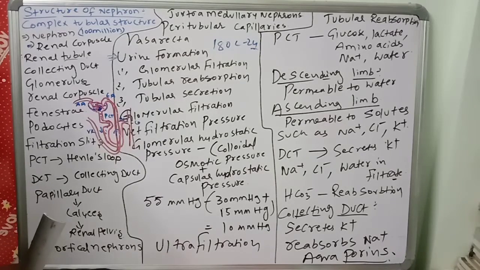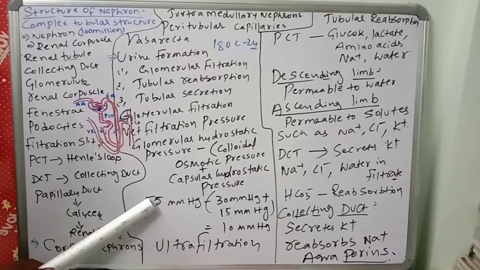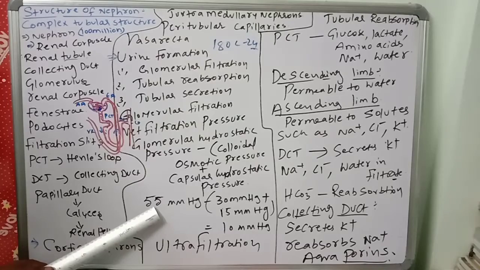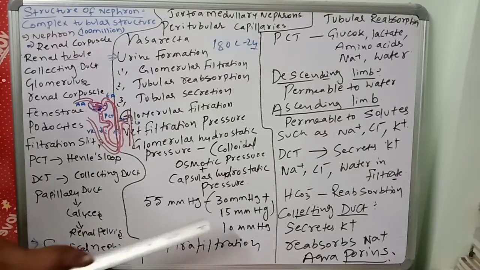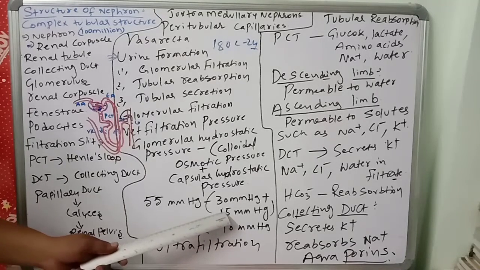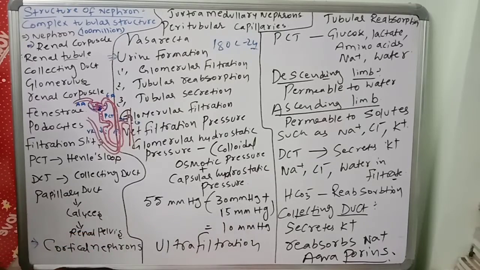The glomerular blood pressure is 55 mmHg, much higher than in other capillary beds. Two opposing forces oppose it: the colloidal osmotic pressure of the plasma proteins in the capillaries, 30 mmHg, and the capsular hydrostatic pressure, 15 mmHg. These oppose the 55 mmHg that drives glomerular filtration. Now, what is the net filtration pressure?